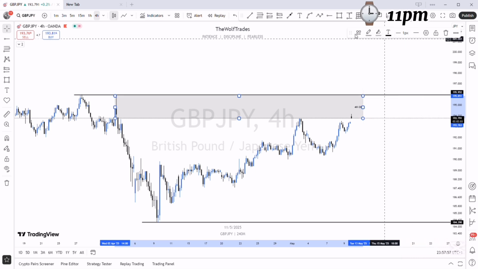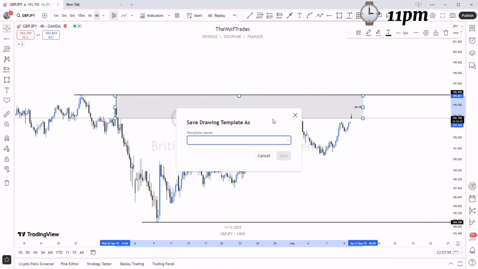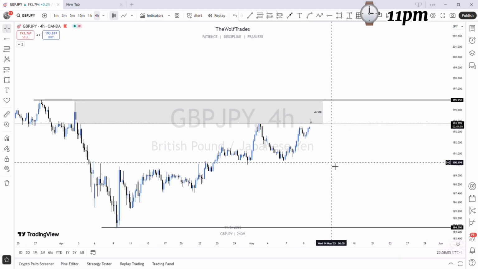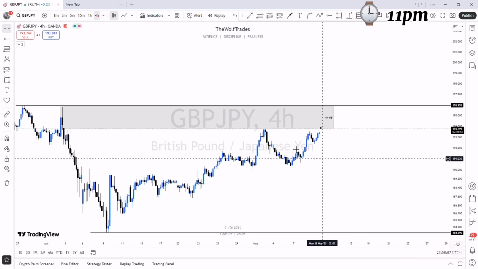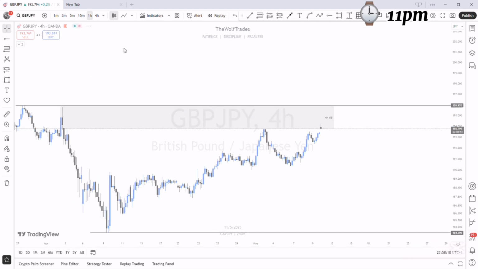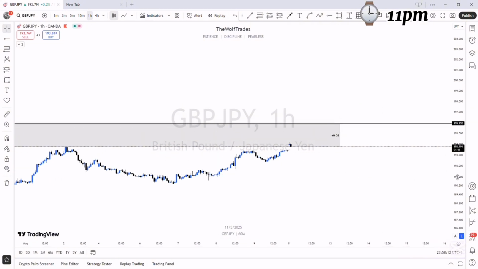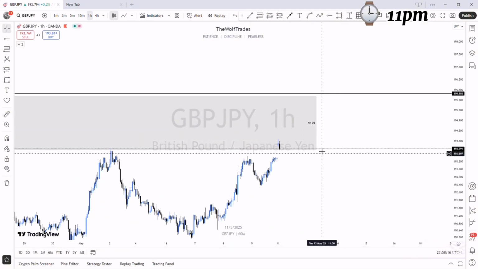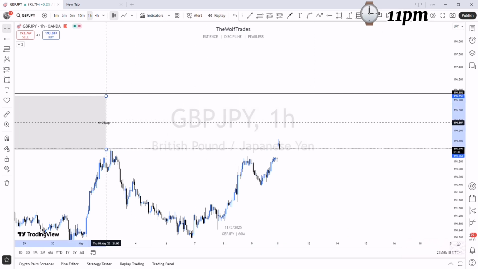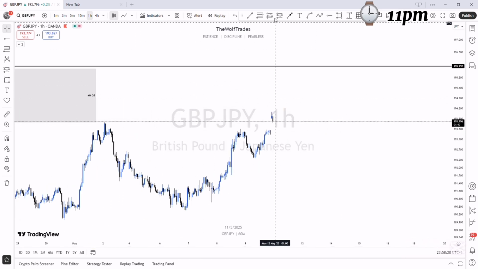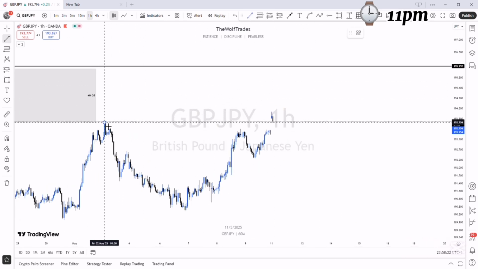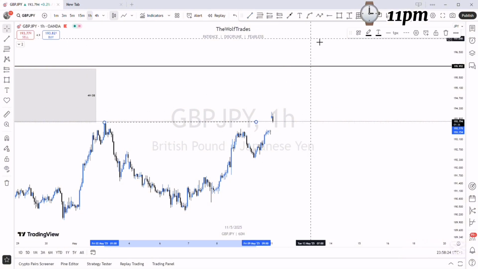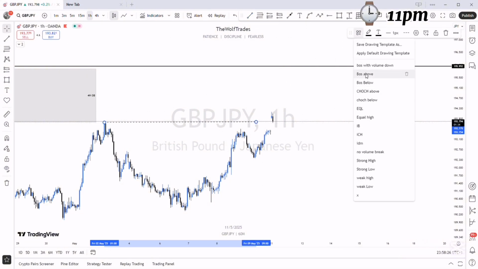Let me just change the default settings. And let me save it. Alright. So I just drop down to the 1-hour time frame. That's my analysis time frame. So as you can see, price has already tapped into my supply zone.